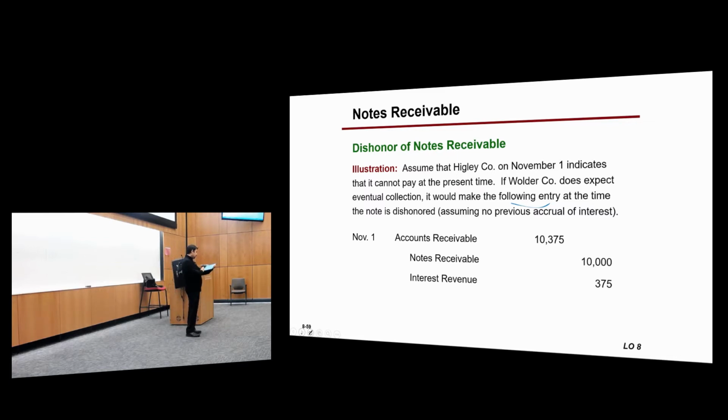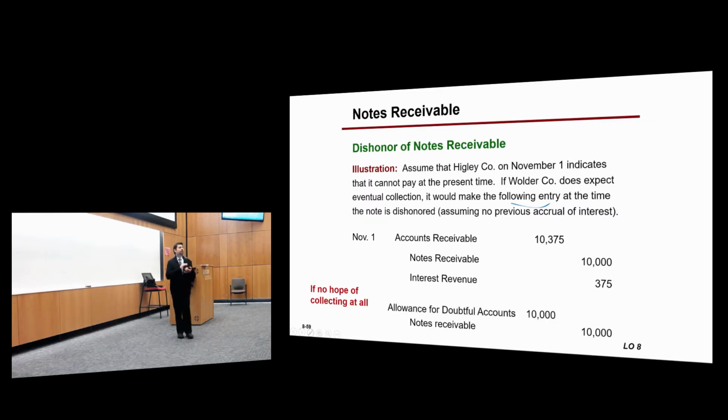On the other hand, if they lost all hope of recovering that money, what do they do? If the customer's company went bankrupt and they know they will never get that money, they will debit allowance for doubtful accounts and credit notes receivable. As you can see, just the face value. In this case, no interest will be calculated.